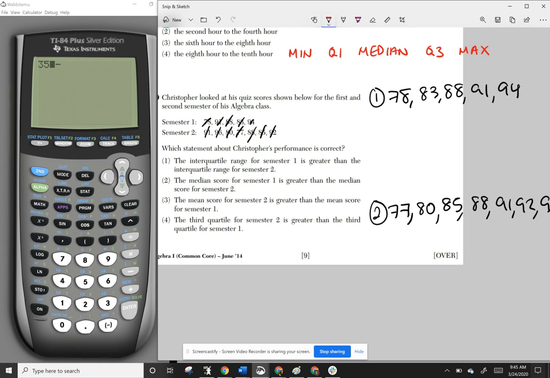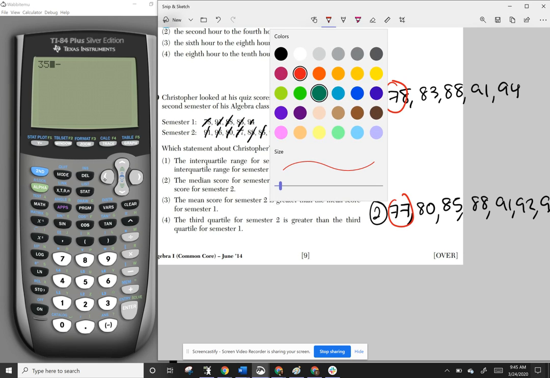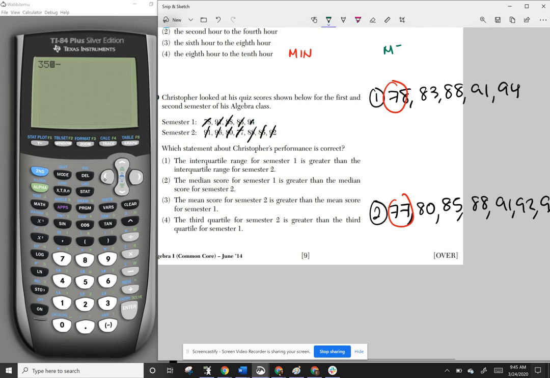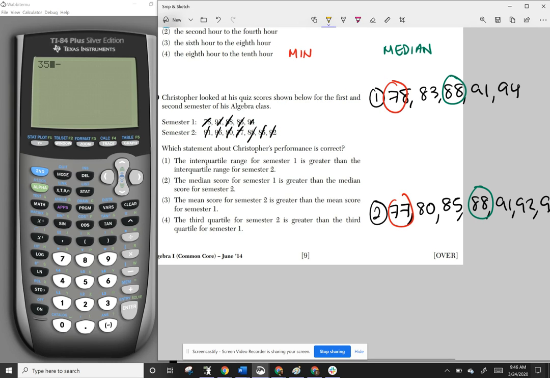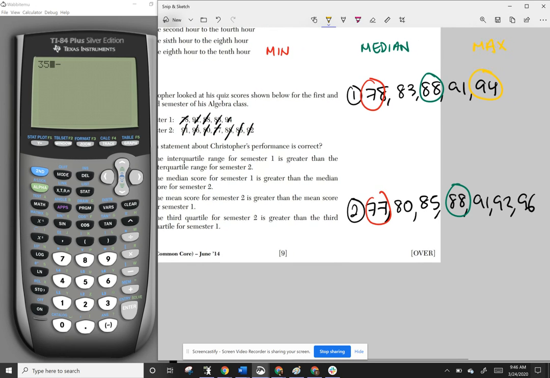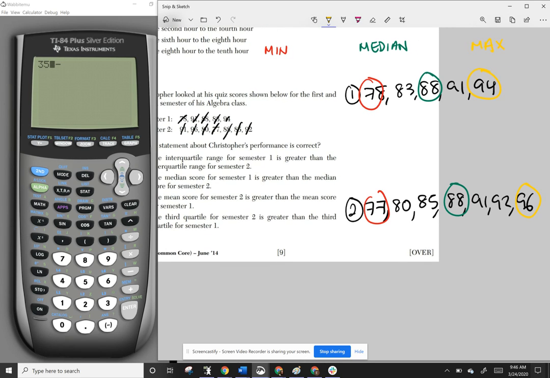So why don't I go ahead and color code these, like I love to do. The minimum for these is the smallest number. I'm going to skip to the median. The median is the number in the middle. So we get 88 for this one, and we get 88 for this one, right? 88's in the middle for both of them. Okay, let's go on to the max. So we got 94, and we got 96.